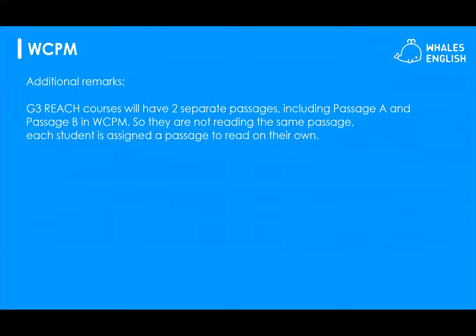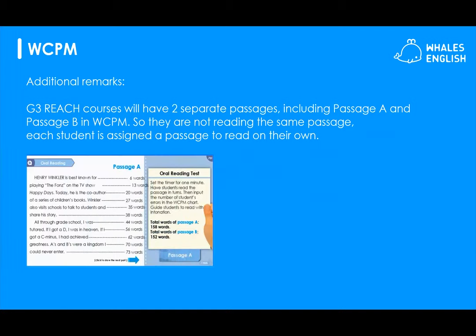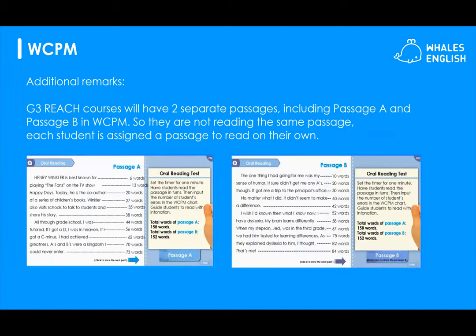Additional remarks. Grade 3 Reach courses will have two separate passages, including passage A and passage B in WCPM. So they are not reading the same passage; each student is assigned a passage to read on their own.